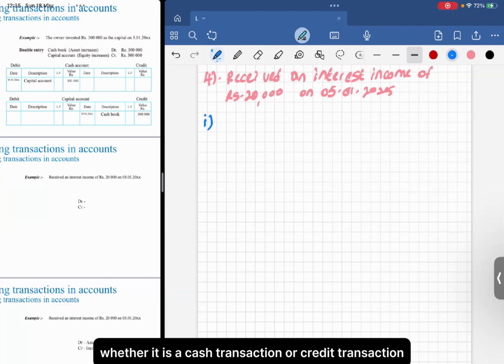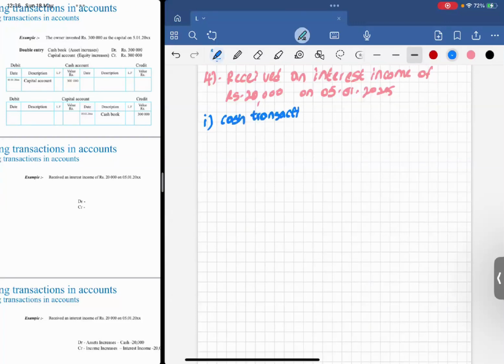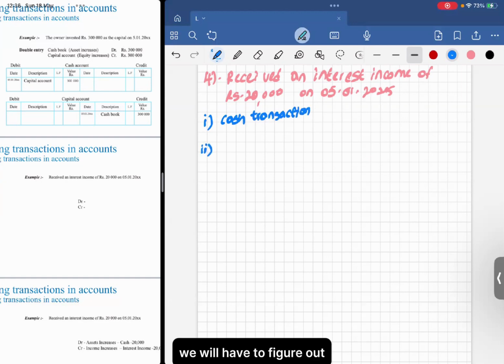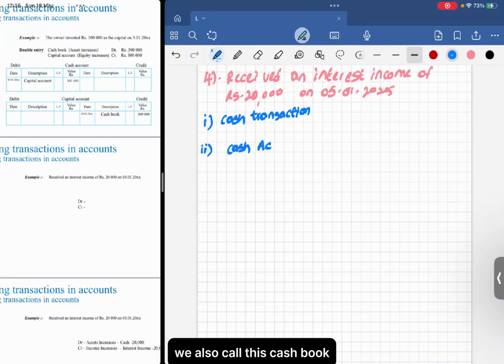We look at whether it is a cash transaction or a credit transaction. Now this is a cash transaction: received an interest income of rupees 20,000 on January 5th. Then we have to figure out what accounts are involved in it. If it is a cash transaction, obviously we have a cash account. We also call this the cash book.